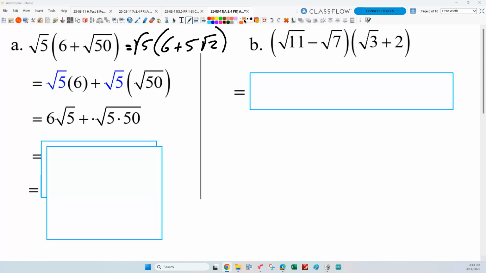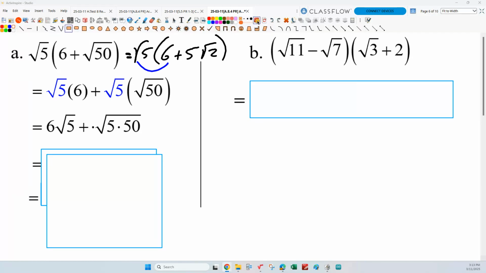Does that make sense? We're going to change that square root of 50 into a 5 times the square root of 2, right? Okay, now what? Well, we distribute the square root of 5, and we get that. If we distribute the square root of 5 here, I am going to just delete that whole thing. We don't even want that there.